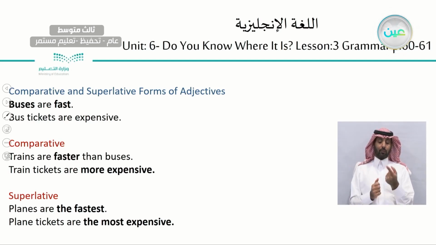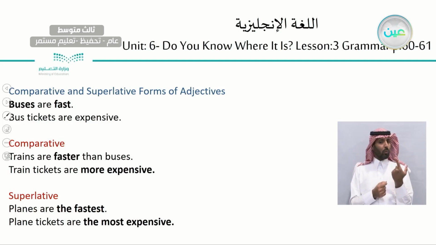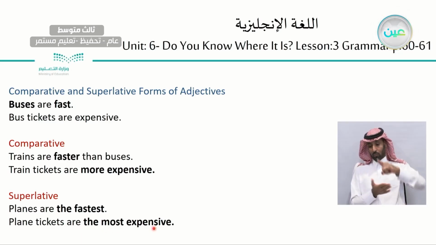When we want to change it to comparative, when we want to compare, we say trains are faster than buses. We are comparing between trains and buses. Right? So here, train tickets are more expensive. This is for the comparative. For the superlative, planes are the fastest. So we are comparing planes with what? Think about it. With other transportation. Excellent. Plane tickets are the most expensive.